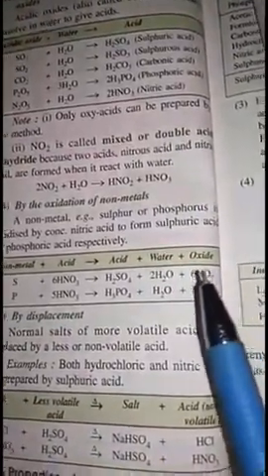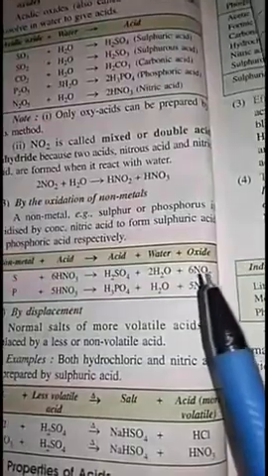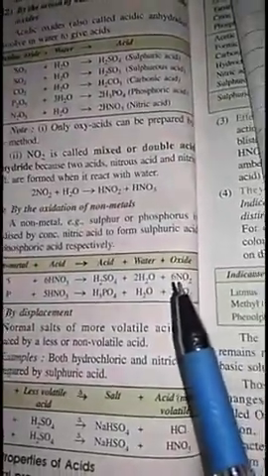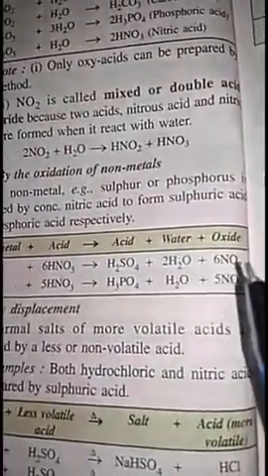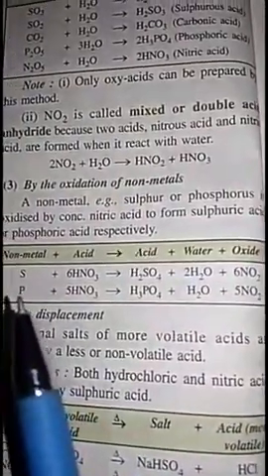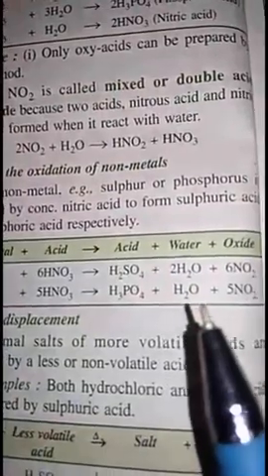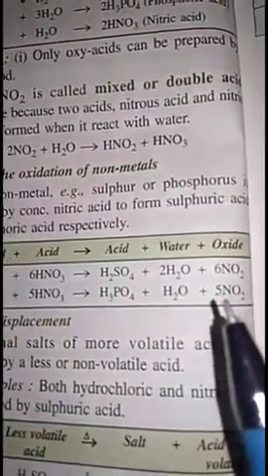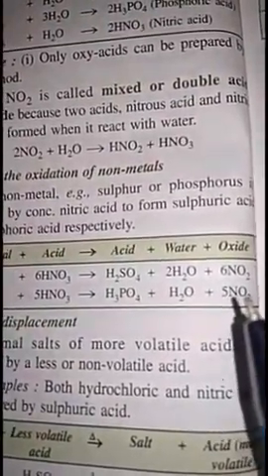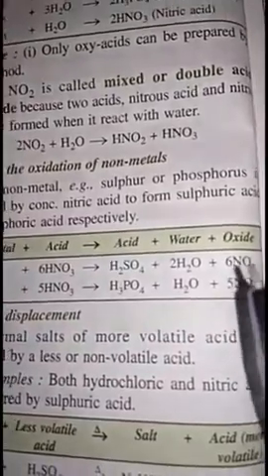Here you have to give the color of the gas. Reddish brown nitrogen dioxide gas is evolved. Likewise, when phosphorus reacts with concentrated nitric acid, phosphoric acid, water and reddish brown nitrogen dioxide gas are formed.